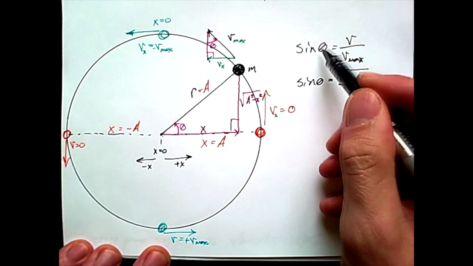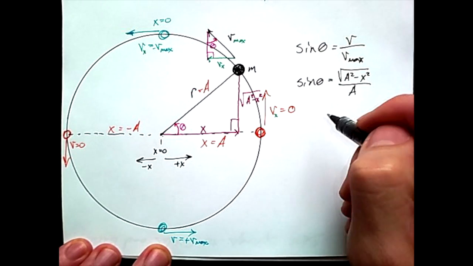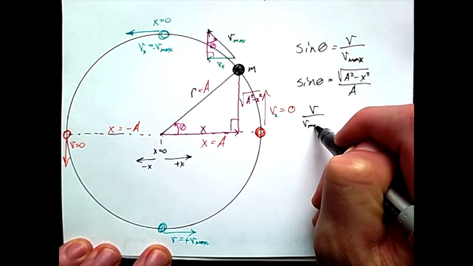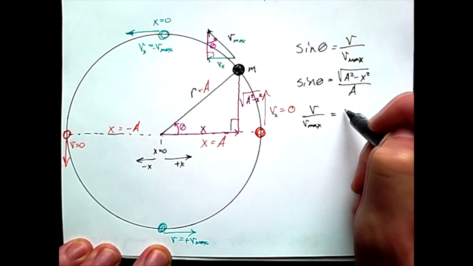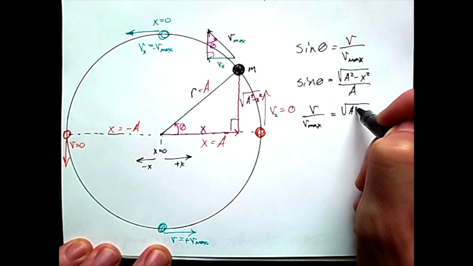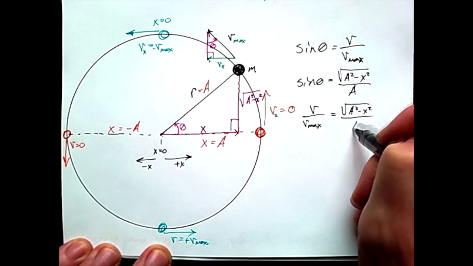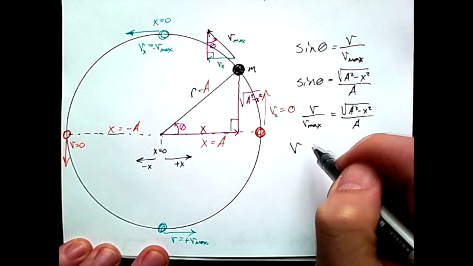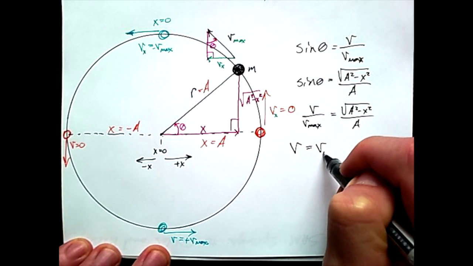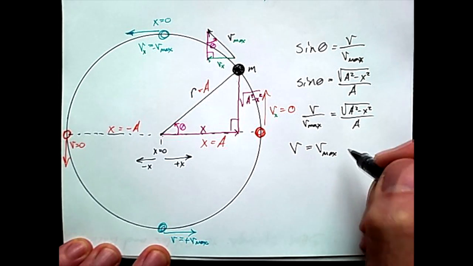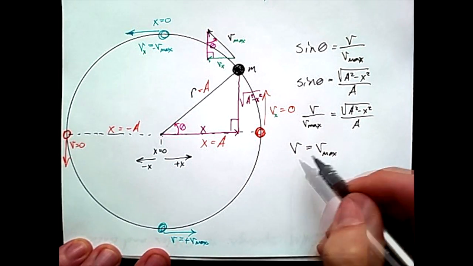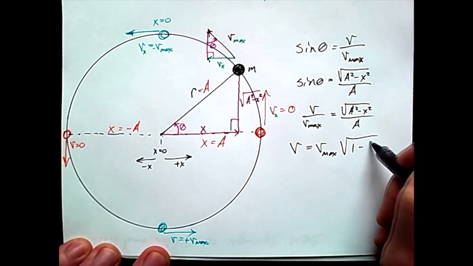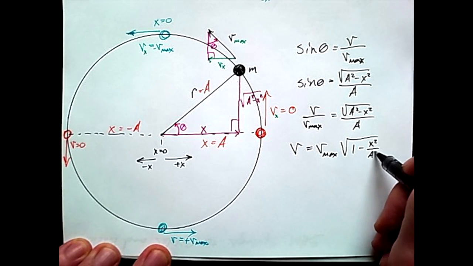Since the sine of theta is equal to the sine of theta, we can say that v over v max equals the square root of a squared minus x squared over the amplitude. This allows us to solve for v in terms of v max as v equal to v max times the square root of 1 minus x squared over a squared.